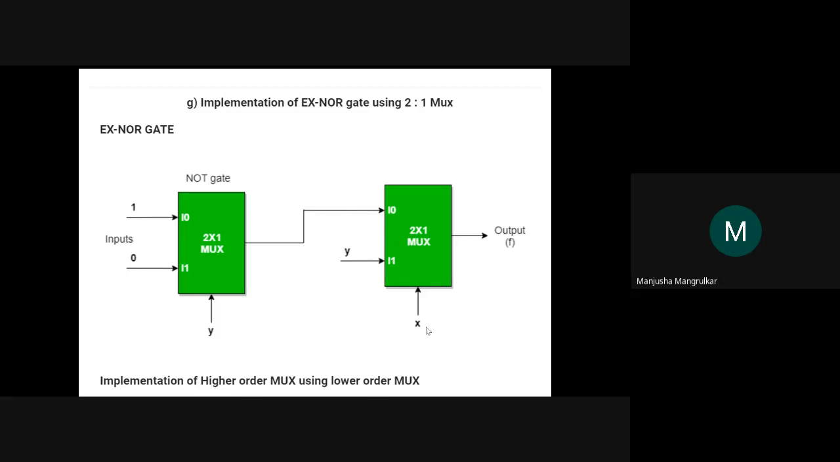Now in the first condition, X is equal to 0, Y is equal to 0, the output will be 1. In the second condition, X is equal to 0, Y is equal to 1, the output will be 0.